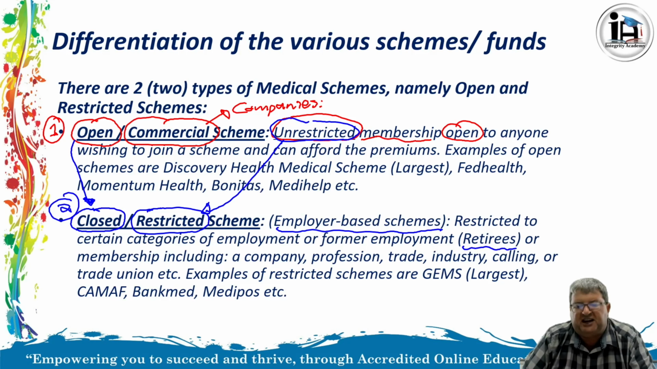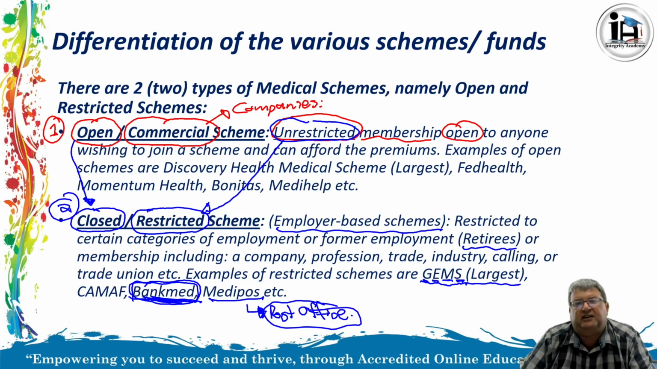Examples of restricted schemes is GEMS. It is the government medical scheme. It stands for Government Employees Medical Scheme, GEMS. I don't know what CAMF is. Bankmed is for all the employees working for all the banks, for Absa, FNB, Nedbank, Standard Bank, Capitec, African Bank, and whatever banks they are. All the people that belong to all the banks, like me and you, if we don't work for a bank, we cannot belong to Bankmed because it's restricted to bank employees only. Medipos is for the post office. I think only post office employees can belong to that medical scheme.